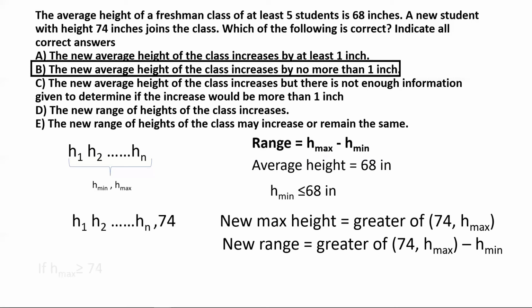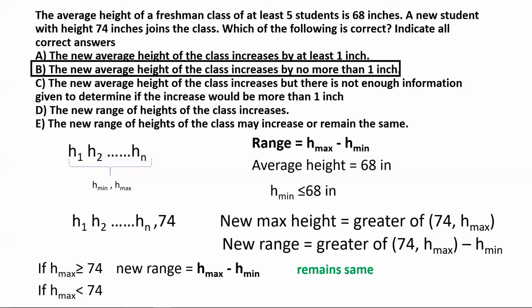So now we have to consider two cases. The first case is when Hmax, which was the maximum height of the class before the new student joined, is greater than or equal to 74. So in that case, the maximum height of the class doesn't change as a result of the addition of the new student, and the new range is basically Hmax minus Hmin, which is the same as the range of heights before the new student joined. So in this case, there's no change in the range.